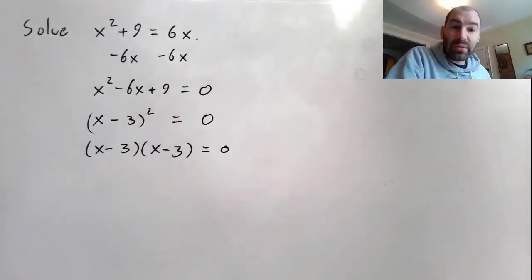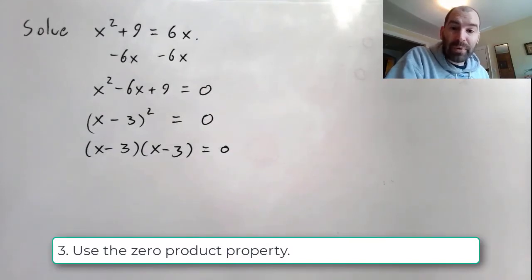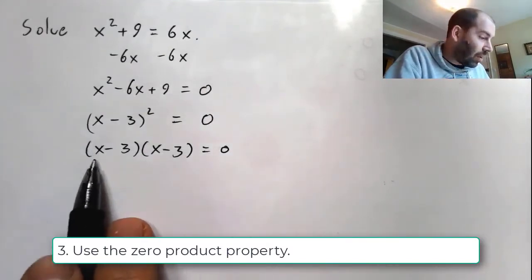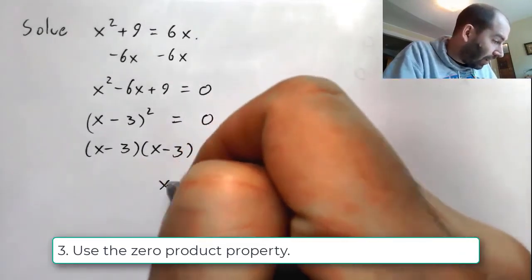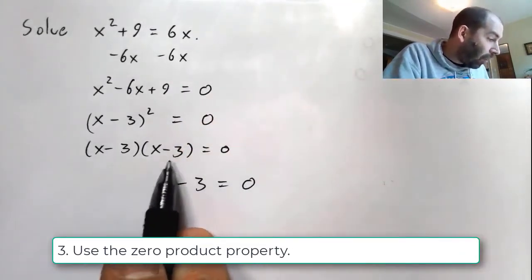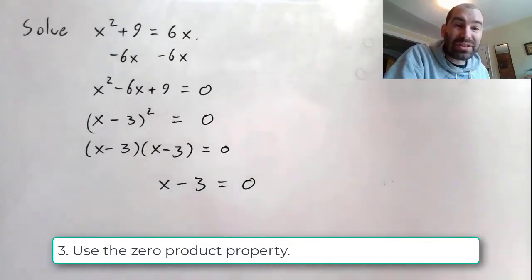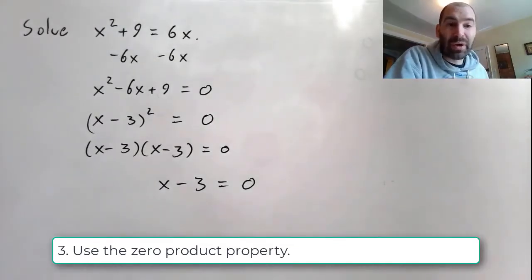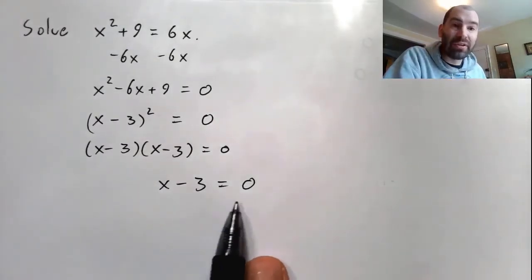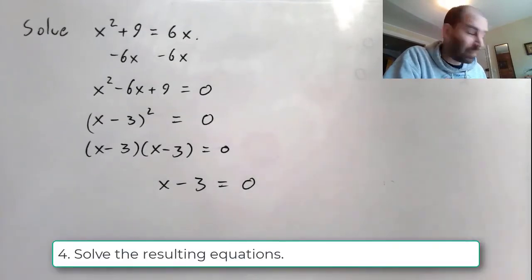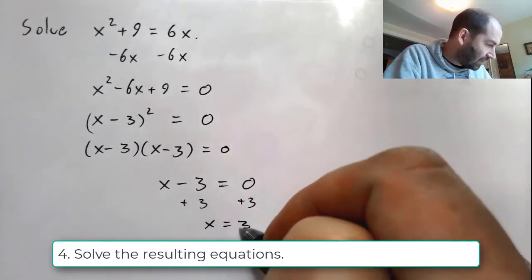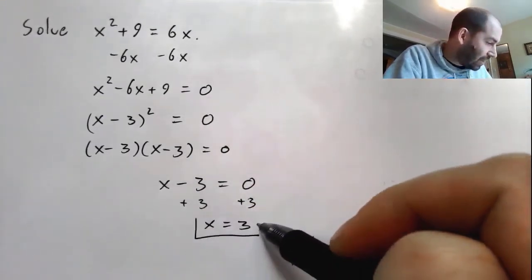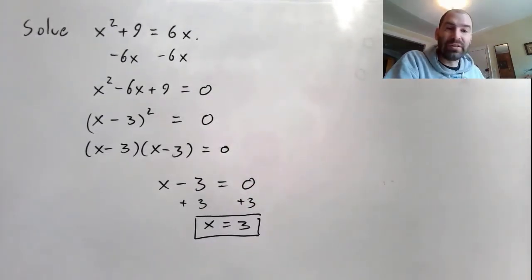So now step 3, use the zero product property. Zero product property says that one of these factors must be equal to 0, at least one. So either x minus 3 equals 0 or x minus 3 equals 0. But there's no sense to write the same thing twice, right? So I'm just going to write it once. So we just have to solve this equation, step 4. So let's solve this. X equals 3. X equals 3 is the solution to our equation.